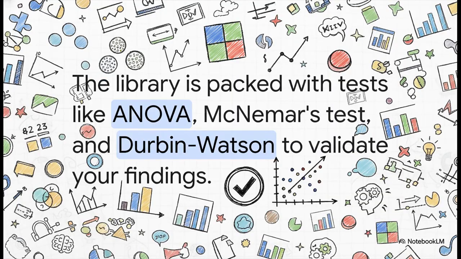And believe me, the library is packed to the gills with these kinds of tests. Whether you're using something like ANOVA to compare the average results from different groups, or a Durbin-Watson test to sniff out hidden problems in your time series model, StatsModels gives you all the tools you need to double-check your work and be truly confident in your conclusions.